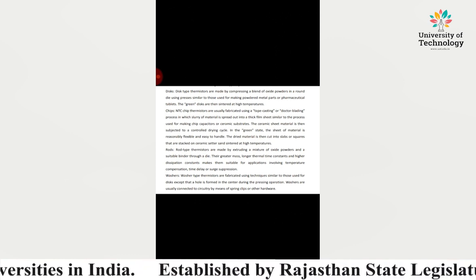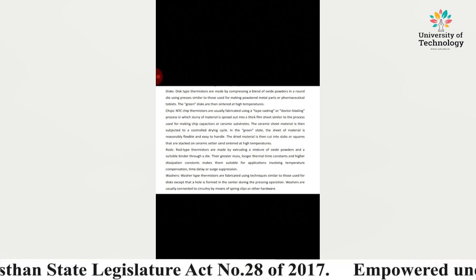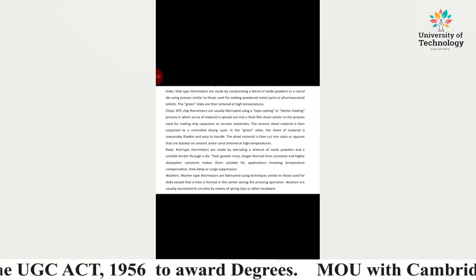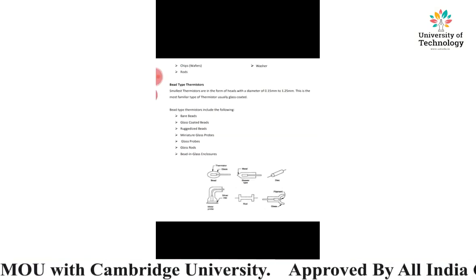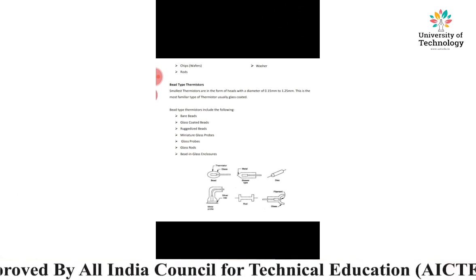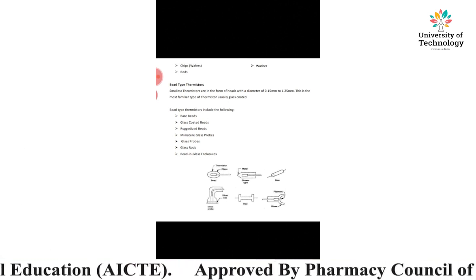Washers are usually connected to circuitry by means of spring clips or other hardware. These all we can see in the diagram that is shown in the figure clearly.